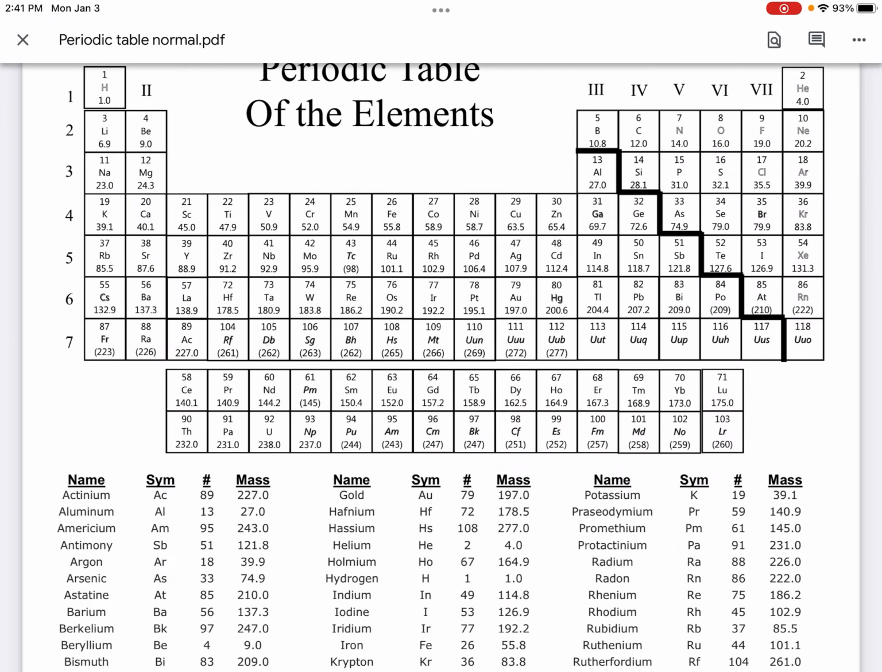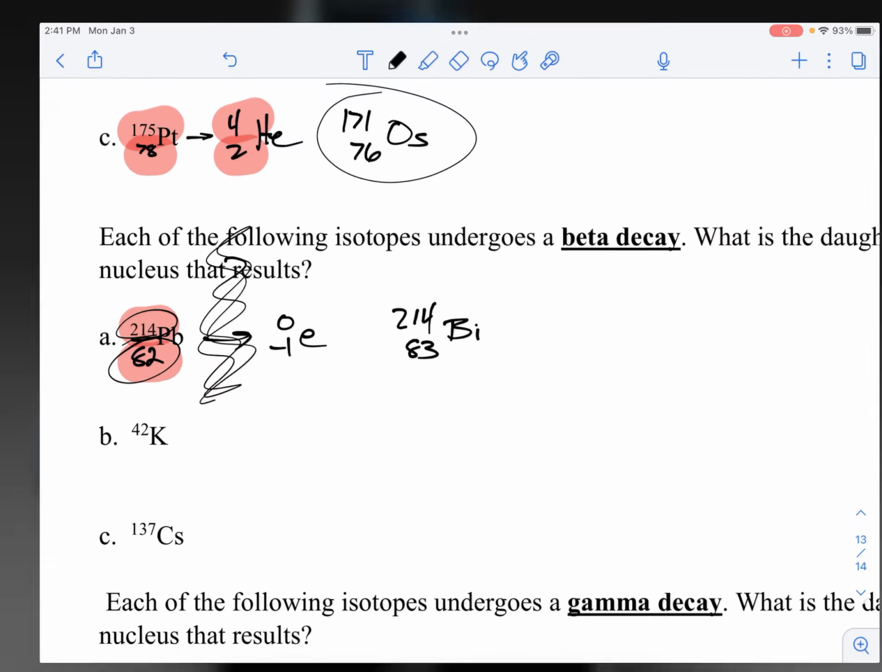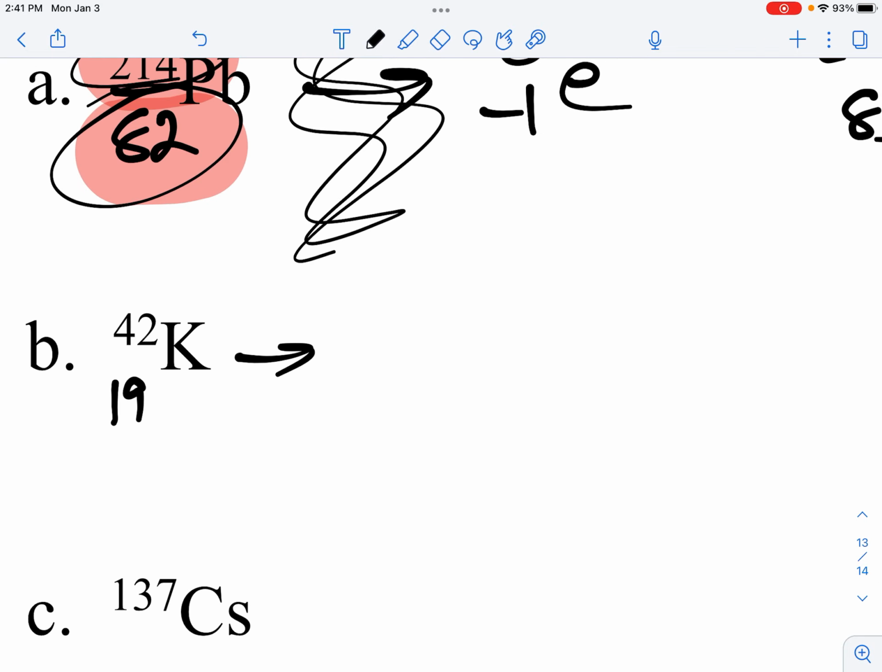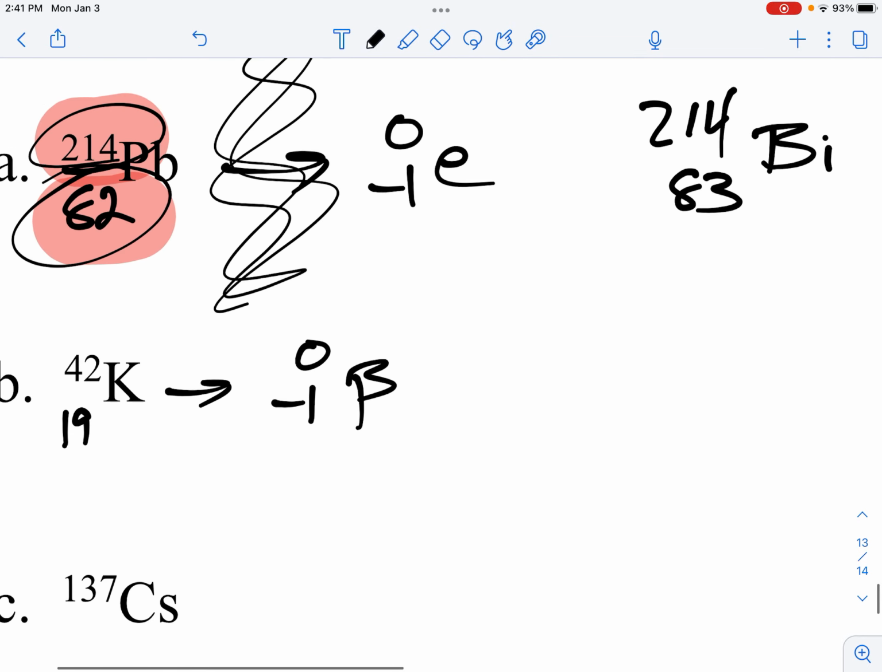All right, let's find out. Potassium is over here at number 19. So I'm going to come down here, and I'm going to say this is 19, and I'm going to undergo a beta decay. And every time I undergo a beta decay, it's 0, -1, and e, or sometimes we put it as the little beta symbol. Either one is fine. What matters is the numbers.